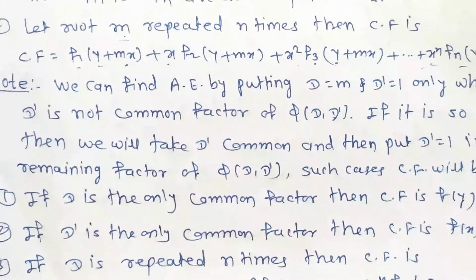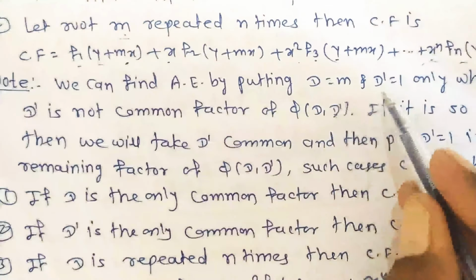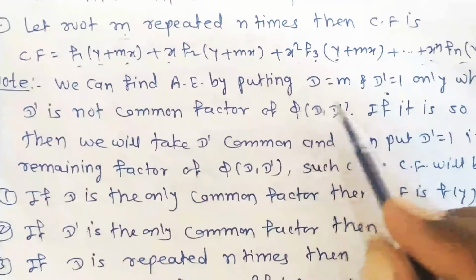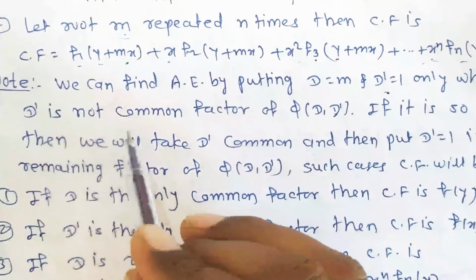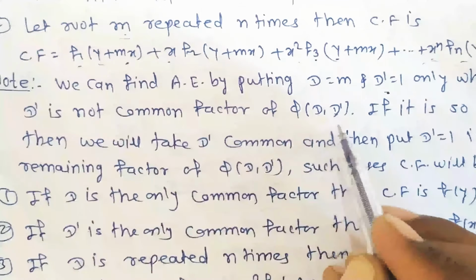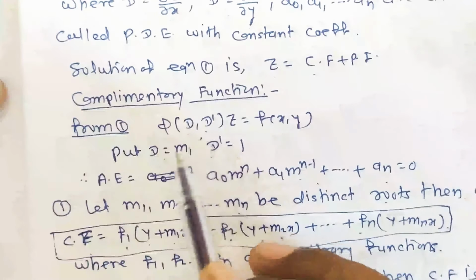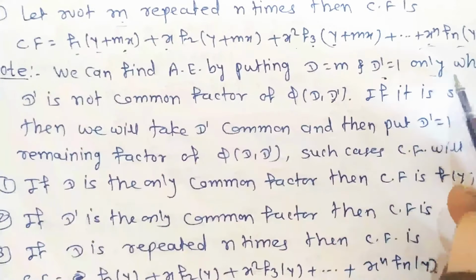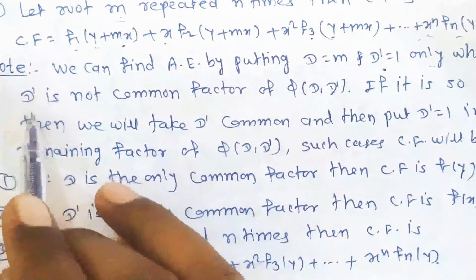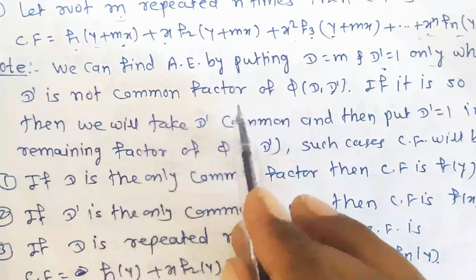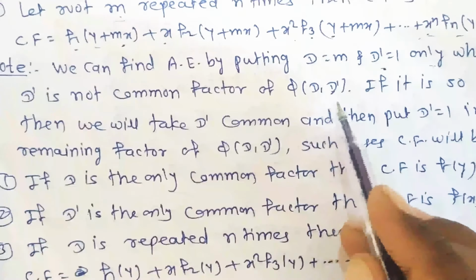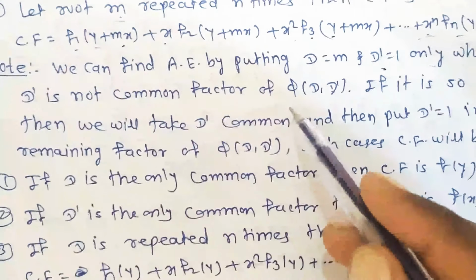We put D equal to m and D dash equal to 1 in the auxiliary equation only when D dash is not a common factor of phi of D, D dash. That is, in this equation phi of D, D dash, when can we put D equal to m and D dash equal to 1? Only when this D dash is not a common factor of phi of D, D dash. We will see this when we take problems.